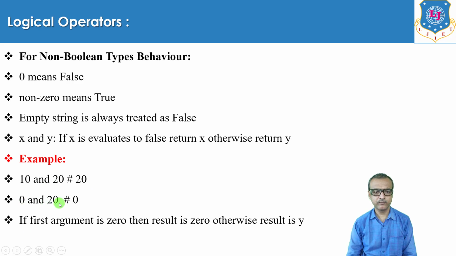So what will be the output of this statement? Here x is 0 and it is false. So whenever x evaluates to false, it returns x. So the output in this case is 0. If the first argument is 0, then the result is 0, otherwise the result is y. Here the first argument is 0, so the result is 0. Here the first argument is not 0, so the result is 20. Just keep in mind in this way.